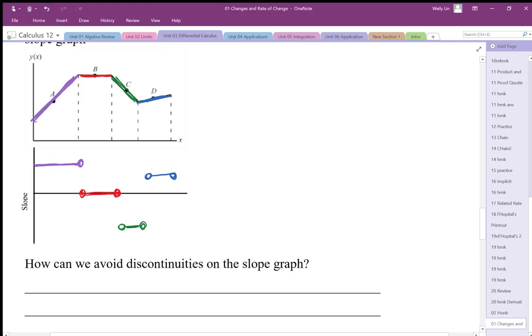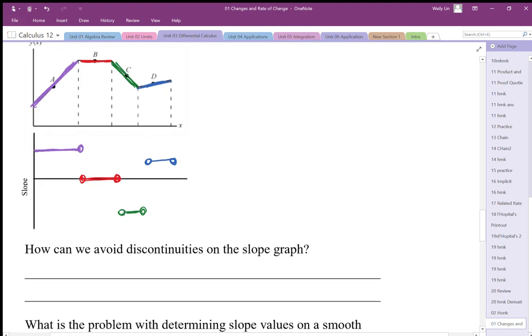Now, we have these jumps, or what we call discontinuities. The reason we have these jumps is because we have an abrupt change of slope. It goes from one slope and then all of a sudden changes abruptly. So those give us these discontinuities in our slope graph. If we want to avoid those discontinuities, what we can do is smooth out the slope here so it's a gradual transition.